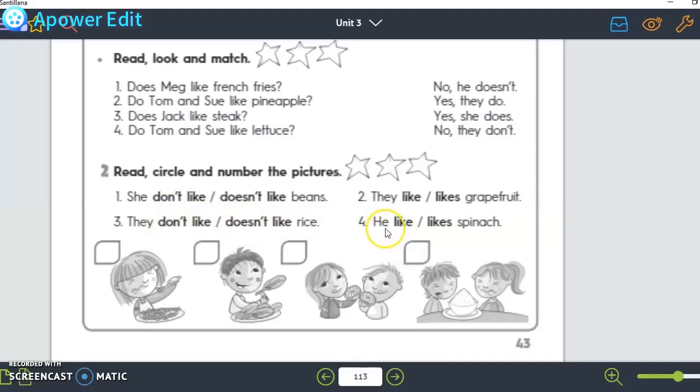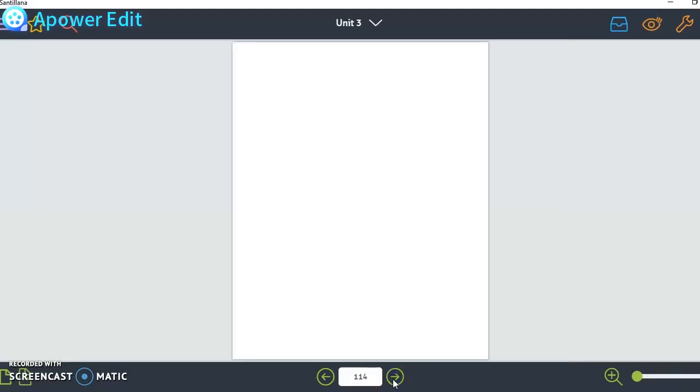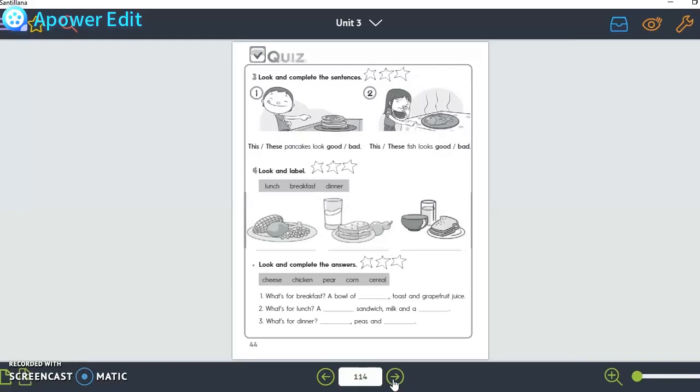And number four, he like or he likes spinach. Well, it is he likes spinach with S. It's number four. Well, and then we have this page. Look and complete the sentences. This is for singular and these are for plural. Pancakes. Plural. These pancakes look good. Look at the happy face. These or this. This fish looks bad.